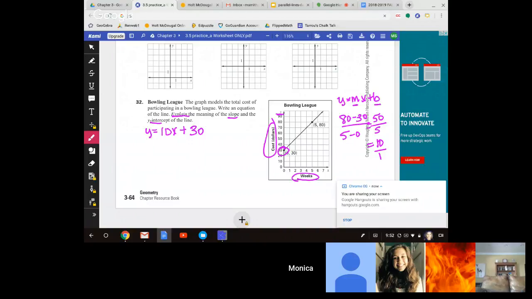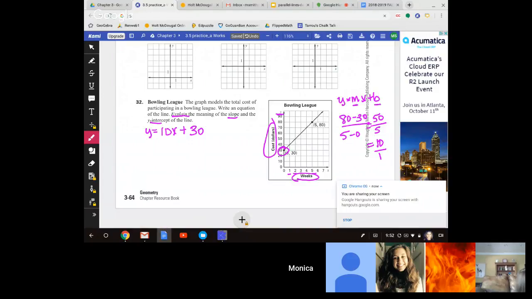And then for the slope, as every week goes by, because your weeks go 1 week at a time down here on the bottom, as each week goes by, it goes up by 10. So that would tell you that your slope is like your per week fee. So each week when you go to play, you have to pay $10. So you start out the bowling league, pay $30 to join, and then you pay $10 a week to play. So that would be your y-intercept and your slope. Does that help make sense of that?